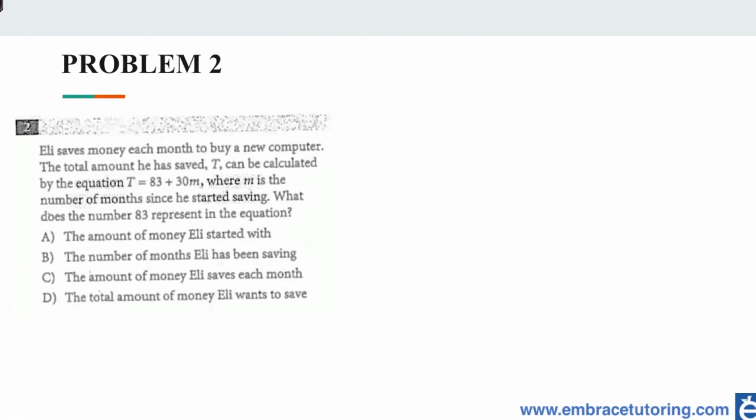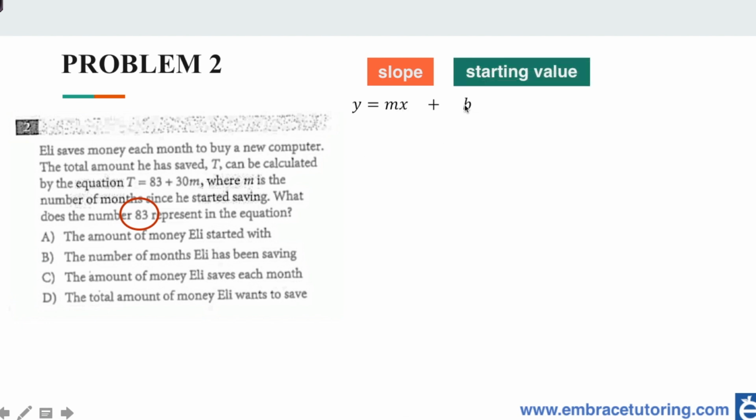Problem number 2 states, Eli saves money each month to buy a new computer. The total amount he has saved, T, can be calculated by the equation T equals 83 plus 30M, where M is the number of months since he started saving. What does the number 83 represent in the equation? Hopefully you recall that this T equals 83 plus 30M is a form of y equals mx plus b, where you have your slope for your mx, which in this case is your 30M, and your b is your starting value or your y-intercept when x equals 0, which in this case is going to represent 83.